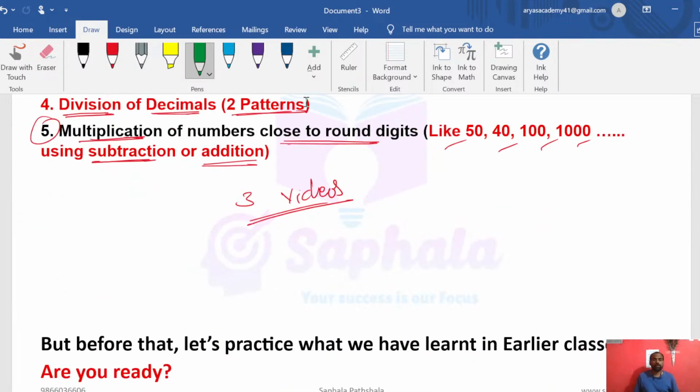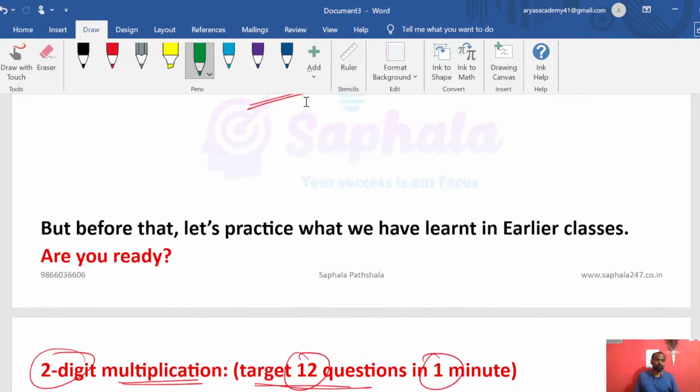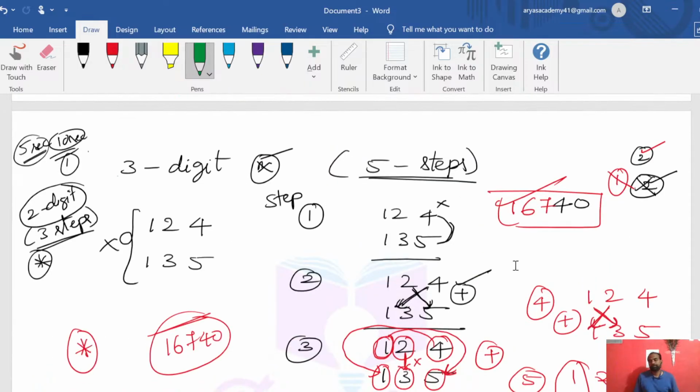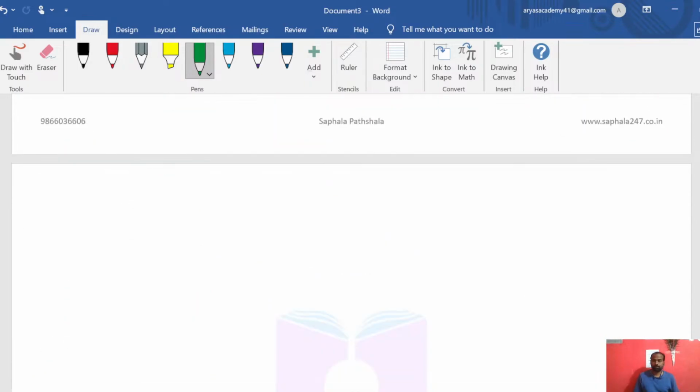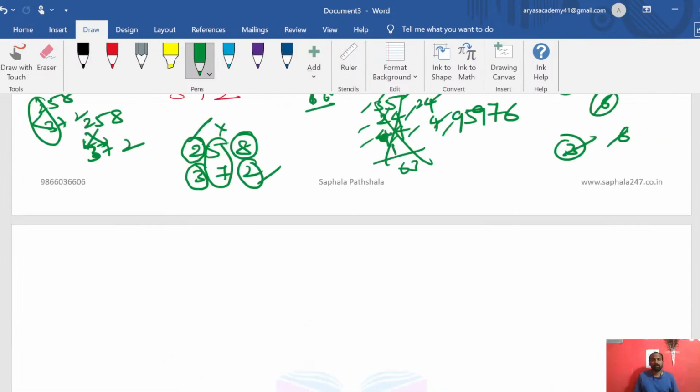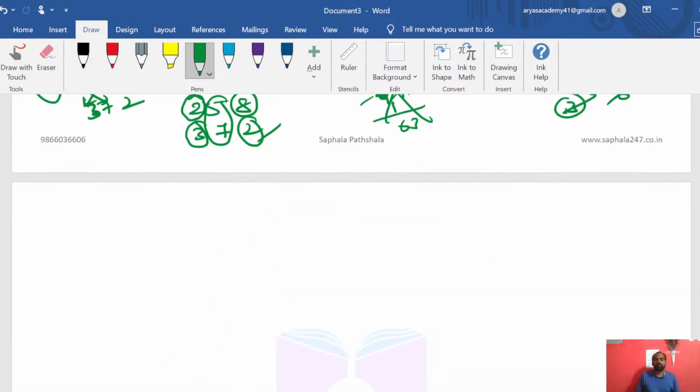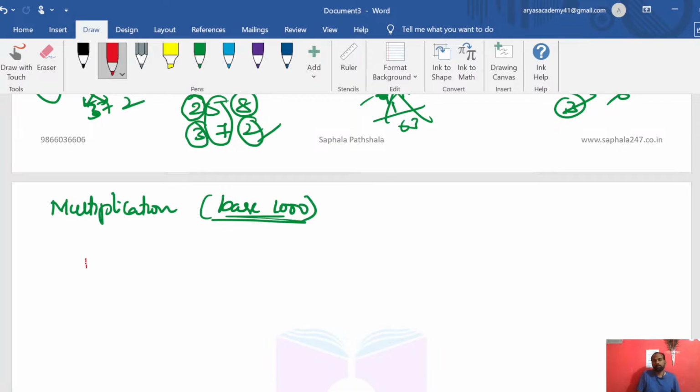Multiplication of numbers with base 1000. So multiplication of numbers with base 1000 means you have to have both the numbers which are very close to 1000. We have already seen such a method for close to 100. Multiplication for numbers which have base 1000 or are very close to 1000. For example, you have to multiply 998 with 997. You already know this method for 100 as the base, Alva?